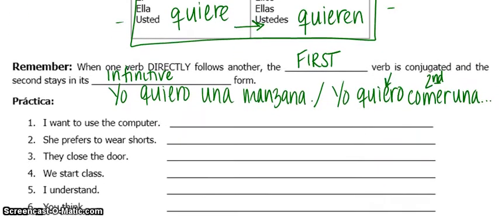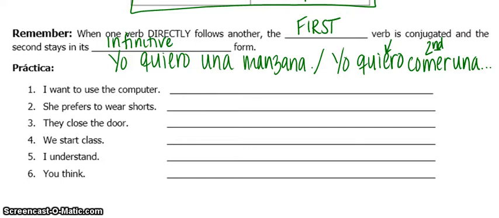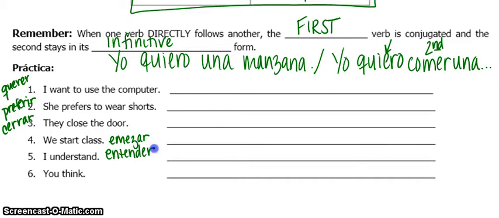Using the verbs that we wrote down up at the top and the rule of stem changers, let's practice 1 through 6. Number 1, I want to use the computer. Want is the verb querer. Number 2, she prefers to wear boots. Prefer is preferir. Number 3, they close the door. To close is cerrar. Número 4, we start class. To start is empezar. Number 5, understand is entender. And number 6, to think is pensar.